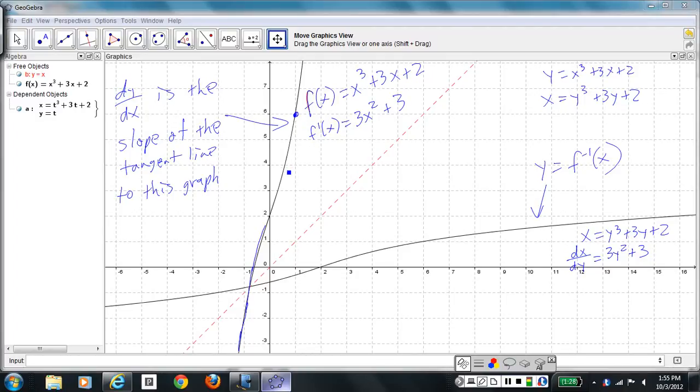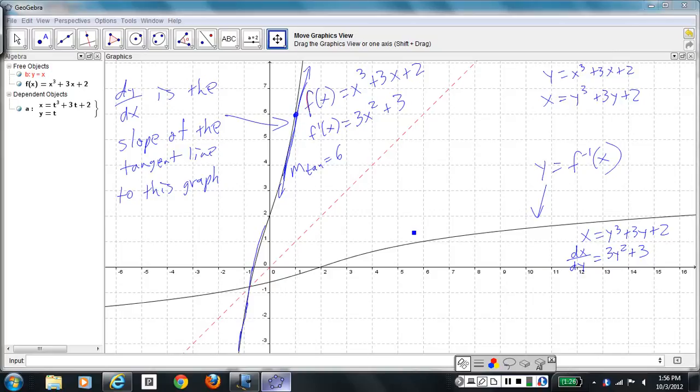If I want the slope of that tangent line, it's going to be, well, 3 times 1, oh, this is unfortunate. It's also 6, isn't it? 3 times 1 is 3, and 3 plus 3 is 6. So m sub tan equals 6. That's the slope of the tangent line, because we take the x-coordinate and plug it in.